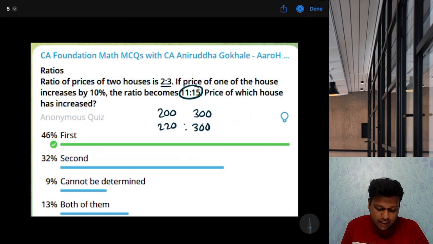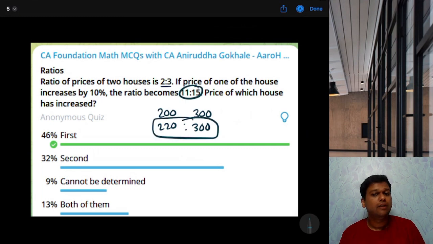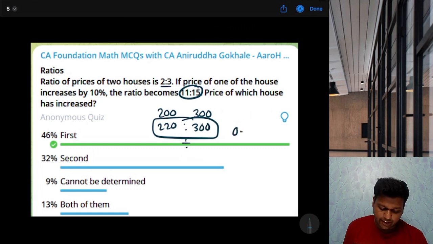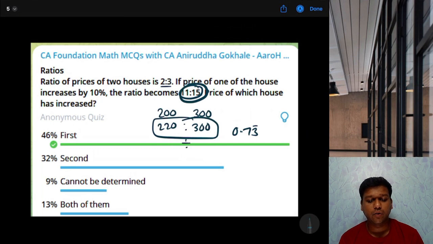Check if that is same as 11:15. How will we check that? I mean, you can cancel and check, but there is an easier way. Just divide it on calculator. 220 by 300 is what? 0.73333, right? And divide this also, 11 by 15. 11 by 15 is what? Same, 0.73333. So first is the correct answer. Both cannot be correct because if both increase, the ratio will remain the same.